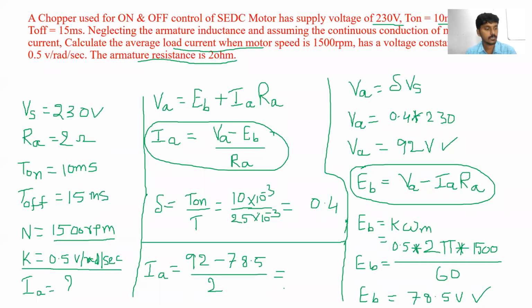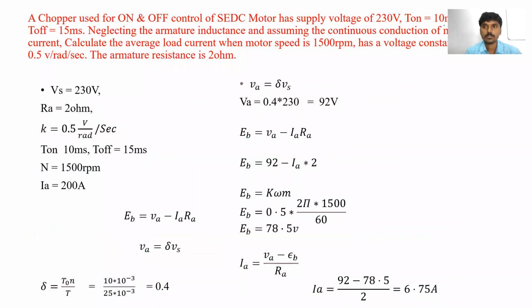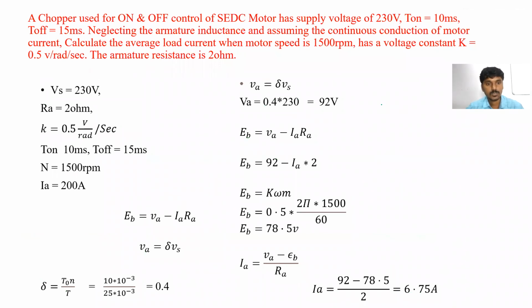So can we tell the answer? I got 6.75 amperes. 6.75 amperes. Clear? This is the load current. Load current is not the average current. Clear? So you can note it, same numerical, you can note it.